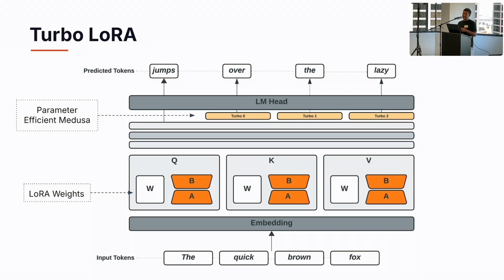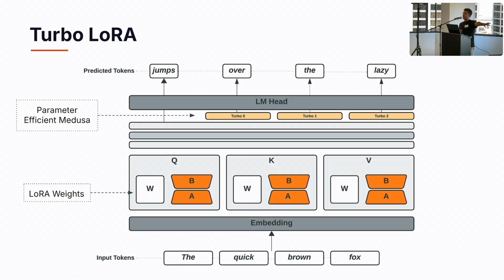And the idea is very simple. So this is the same Medusa chart from before, but with two big changes. The first is that in the transformer block, so the Q, the K, and the V projections, we insert LoRA weights that we train. And remember, we're doing LoRA because we want it to be really good at a task. And the second thing we're doing is we've actually done two big changes to the Medusa architecture.